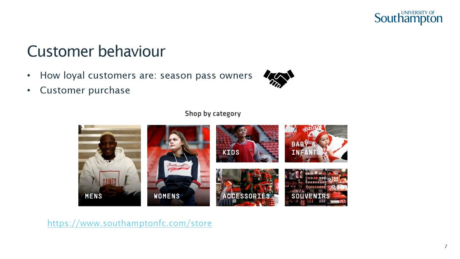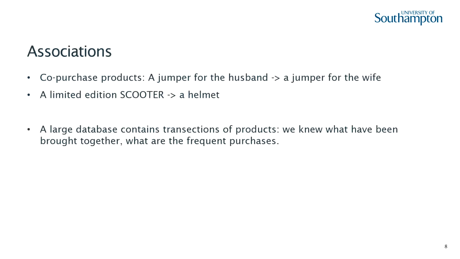For example, if you look at one of the online shops for the local club here, people might buy things for themselves, for their kids, babies. They might buy accessories, souvenirs, things, and so on. So based on what people purchase, we can also try to make sense of what's happening with our customer, or in other words, try to understand the customer behavior based on their historical data. A typical approach is that we can infer associations among the co-purchased products.